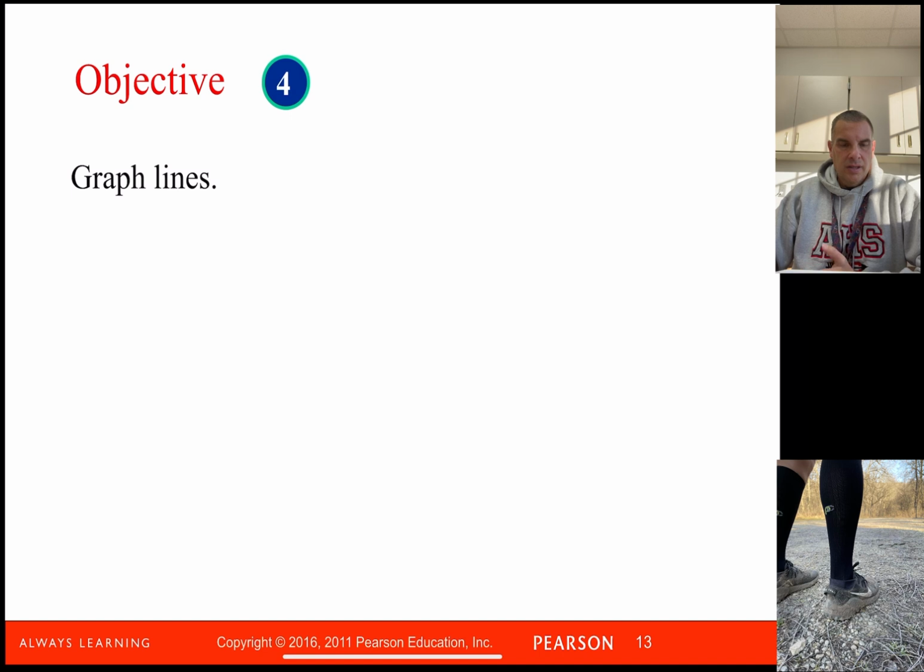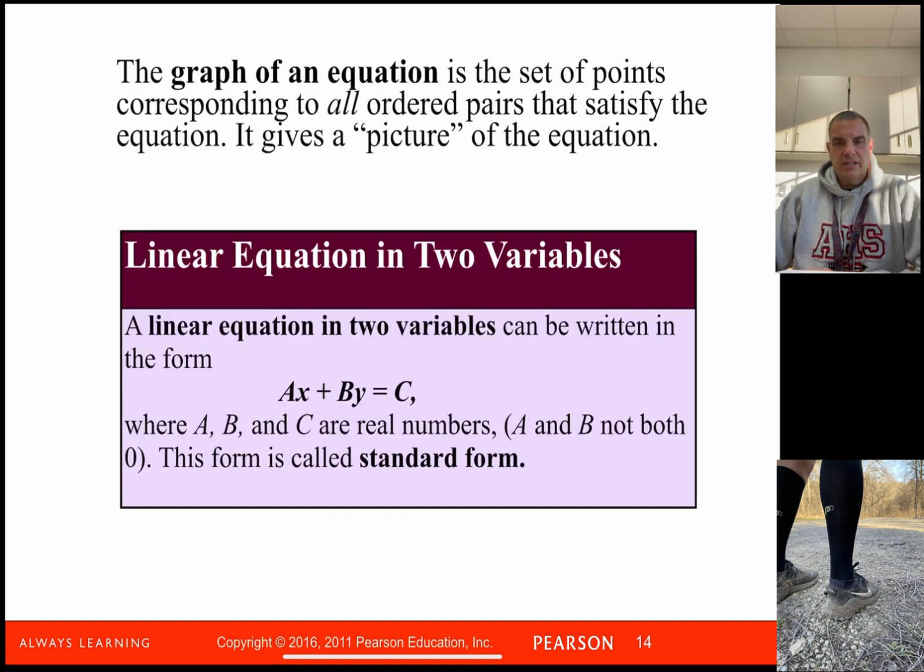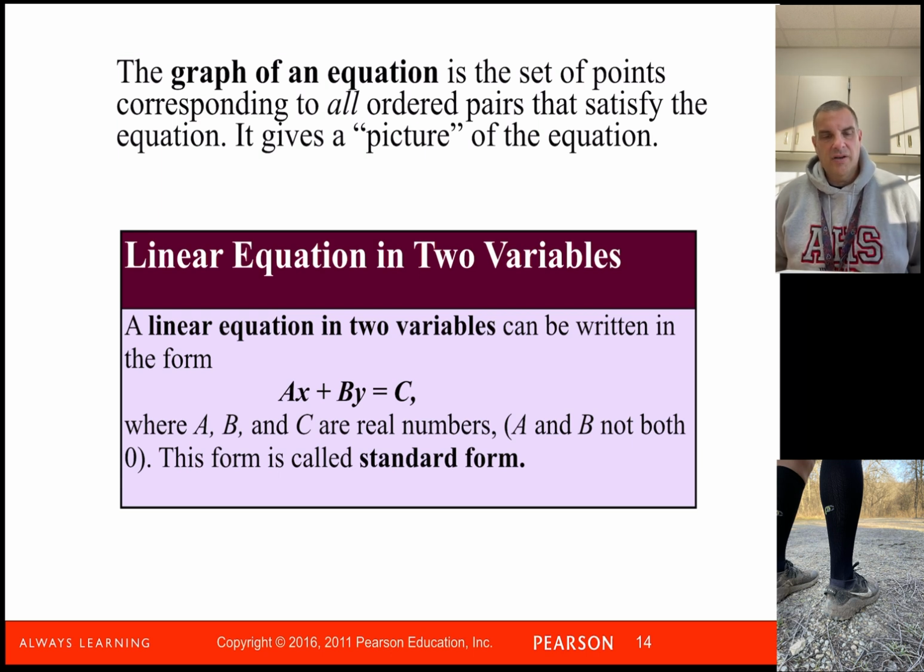Okay? We can use this stuff to help us graph lines. Today you're going to have to plot points, stuff you should be able to do rather quickly, but we can also use these to graph lines. The graph of an equation is a set of all points corresponding to all ordered pairs that satisfy the equation, and it gives kind of a picture of what the equation is going to look like.